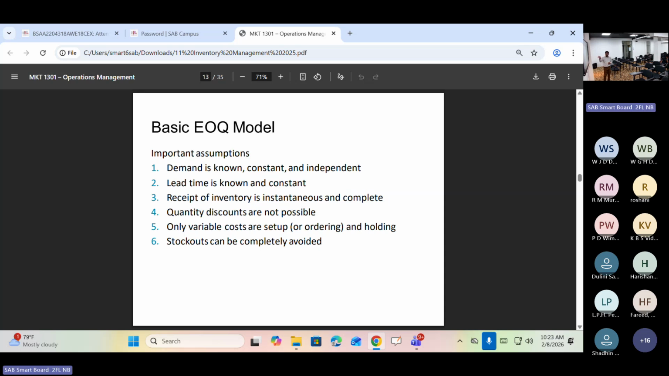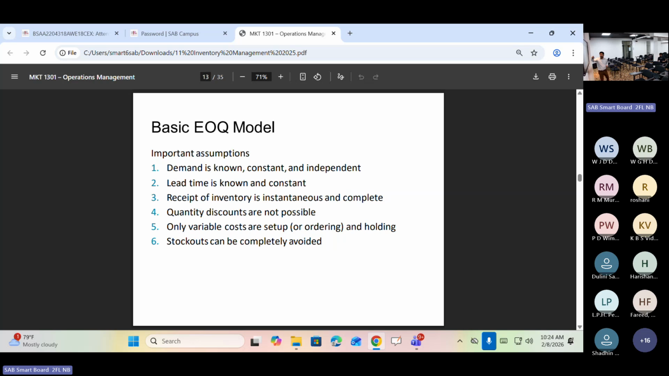But this model is based on these assumptions. They believe the demand for the item that we want to maintain, the inventory item, SKU, the annual demand for it is known clearly. And that is constant. That is not changing over a period of time. That is constant, and that is independent from any other factors. You know the demand for that item clearly and confidently.